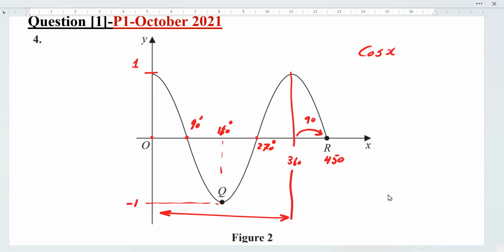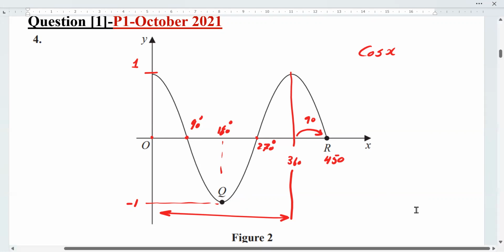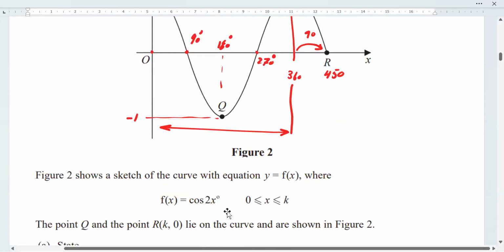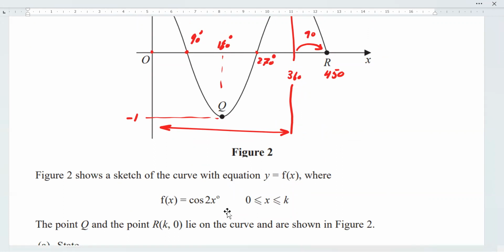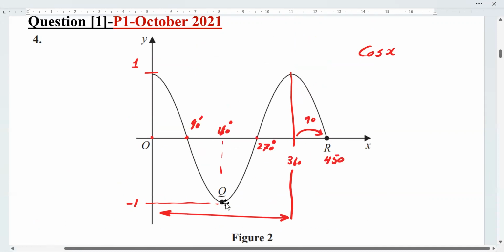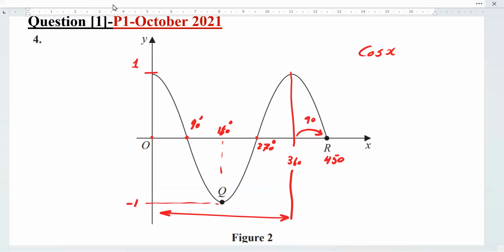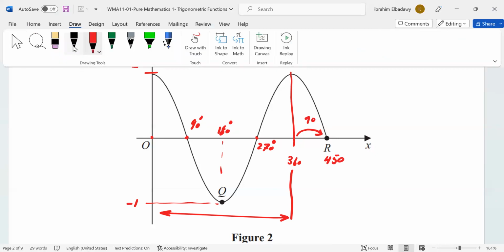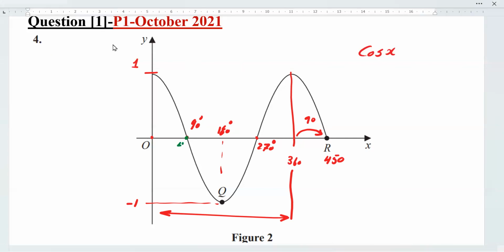But the given data is not cosine x. It is cosine 2x. What is the difference between cosine x and cosine 2x? Cosine 2x means all values of x must be divided by 2. Here, you cannot say 90, you cannot say 180. Instead of 90, it will be 45. At this point, it will be 45. And here, this point, it will be 90 degrees because of dividing by 2.